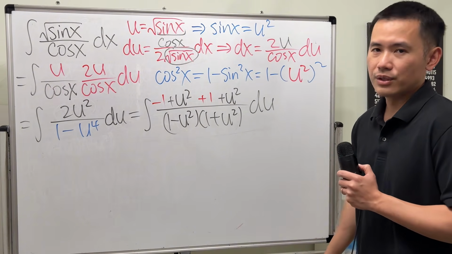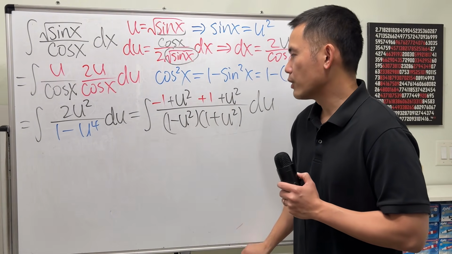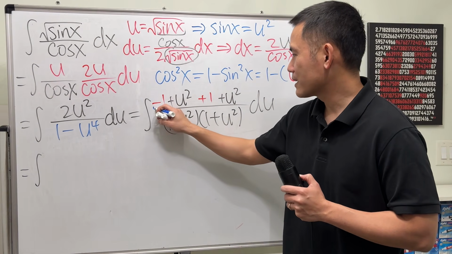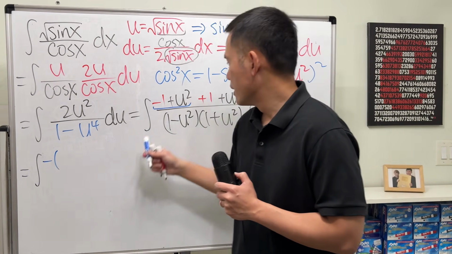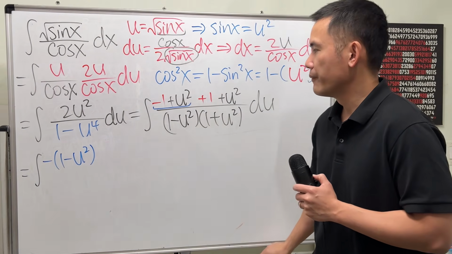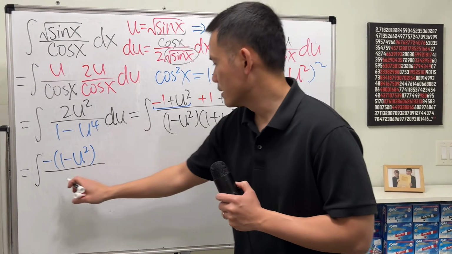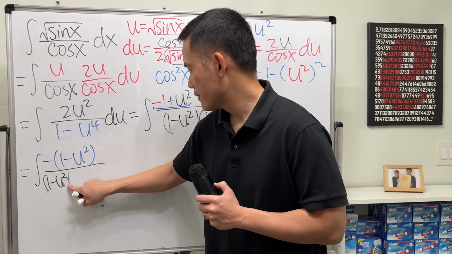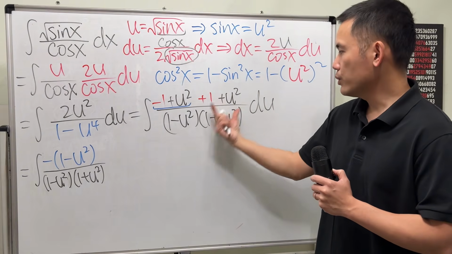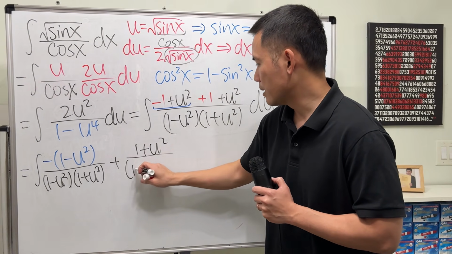Does this really do us any good? Yes, very, very much. Here, we can actually factor out a negative. Negative 1 factor out negative is 1. U squared factor out negative is minus u squared. So that will be my first numerator, and I'm going to divide this by this thing. So I'm splitting the fractions, and we'll do the same thing for the second one. Plus, this is just 1 plus u squared over the same denominator.